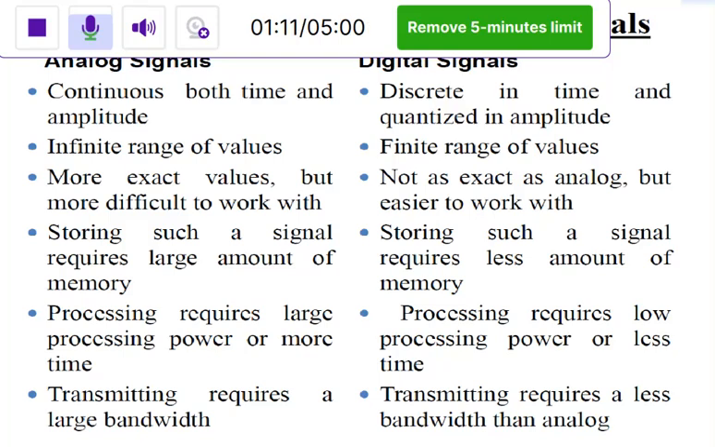Okay. So if you see here, it is continuous in both time and amplitude, but here it is discrete. Discrete means not continuous in time and amplitude. So this you can just ignore. The main thing is continuous and not continuous, or discrete, and that is both in time and amplitude. So this is the first point you can remember.